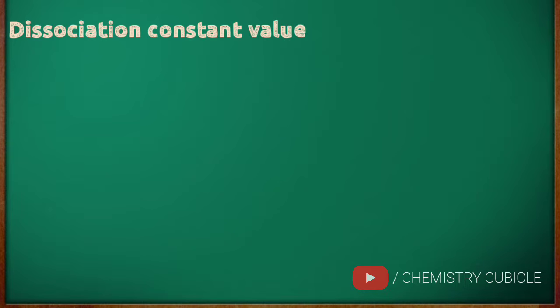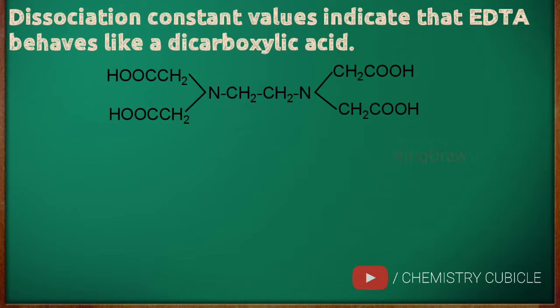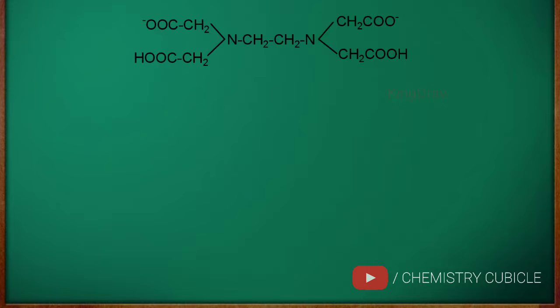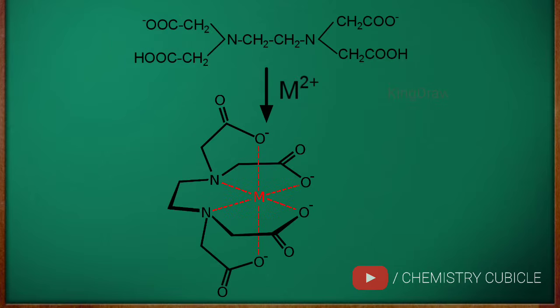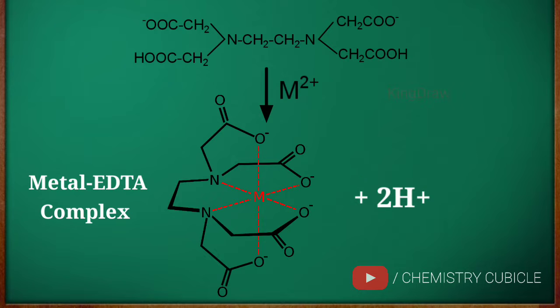The dissociation constant values show that EDTA behaves like a dicarboxylic acid. That is, 2 of its carboxyl groups are strongly acidic. Hence, upon ionization, EDTA releases 2 of its H+ ions and behaves like a dicarboxylic acid. The other 2 hydrogens are released during the formation of the complex. Hence, EDTA complexes with the metal ion and releases the remaining 2 hydrogens, and it forms the metal-EDTA complex as shown below.